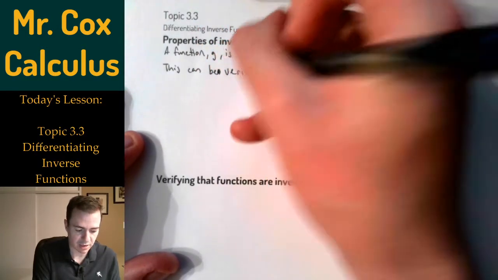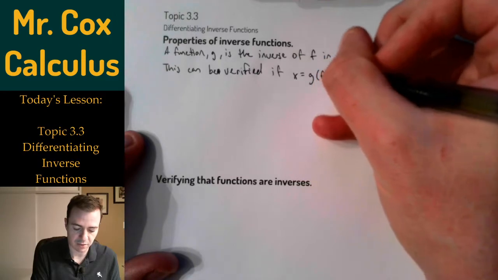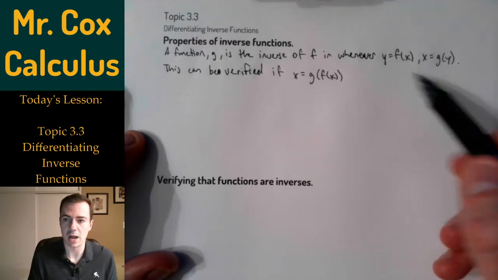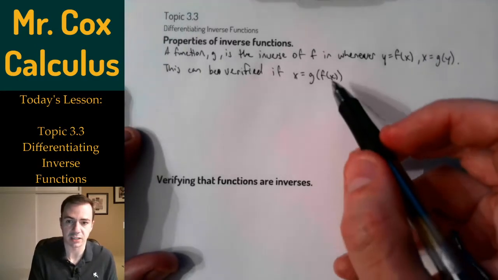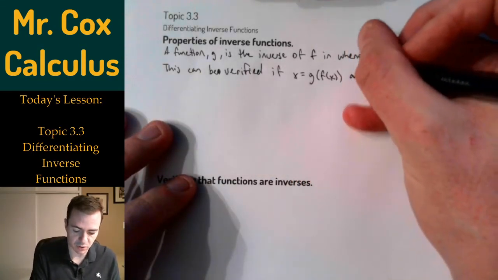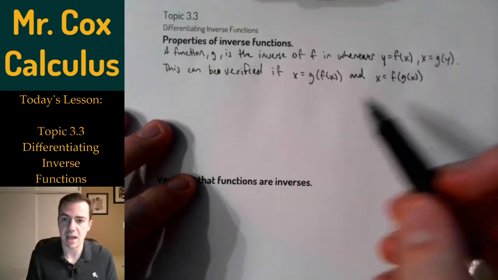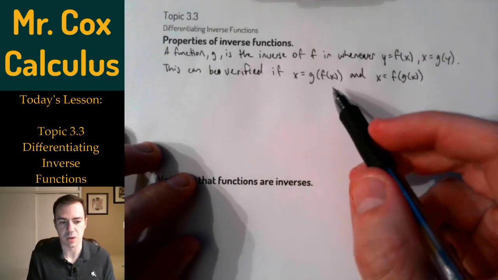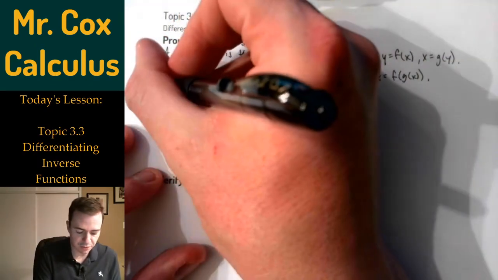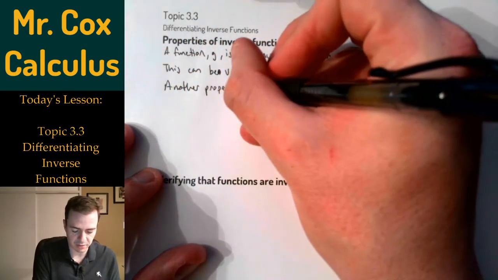This can be verified if x equals g of f of x. And so if you take a look right here, if x is this g of y and y was f of x, then x should equal g of f of x. So I can take f, input it into g, and if the output is x, then it could be an inverse. It also needs to be true that I get x whenever I input g of x into f of x. And this is how you verified that functions were inverses back when you were learning about this idea in algebra.